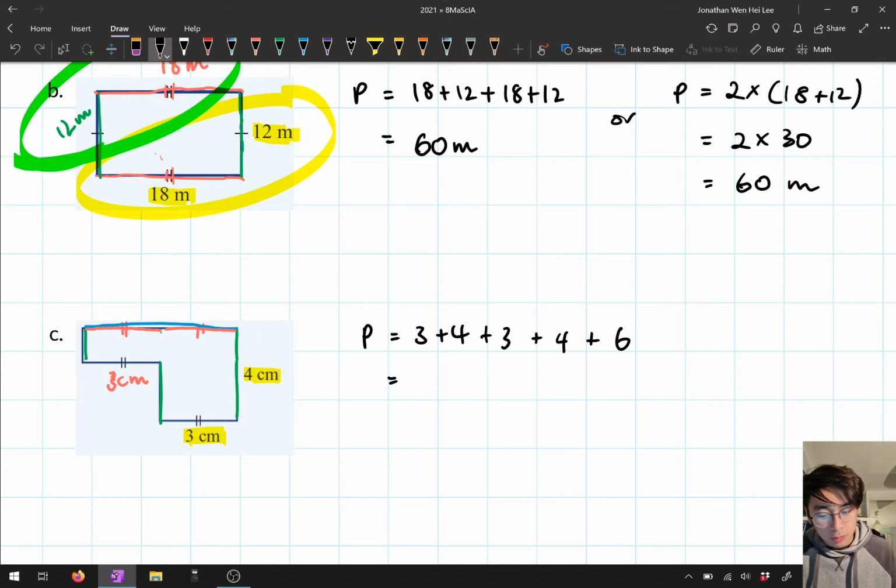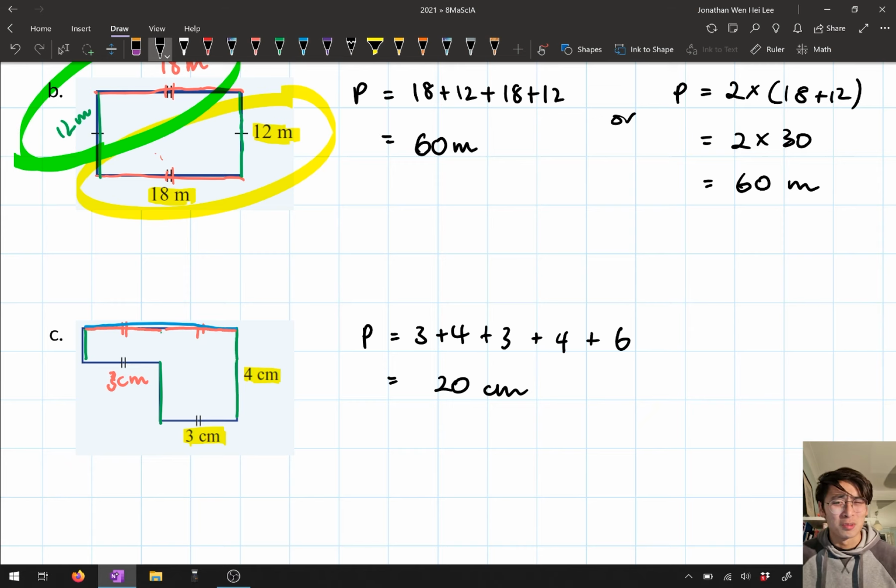So here, for my total perimeter, that's just going to give me 14 plus 6, which I believe gives you 21. No, I may have done that wrong. 14 plus 6, yeah, no, that's 20. 20 centimeters. There we go.